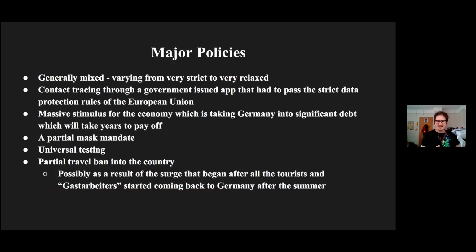So major policies varied from being very severe to being very low-key. At the moment, there is a partial mask mandate in Germany. In certain places, you have to wear a mask and you can be fined if you're not wearing one. In other places, they don't care that much about it. Every German citizen who wants to get tested can get tested, and they have a huge amount of testing. There is a partial travel ban into the country because of the spike that was caused after tourists started coming back from the summer in October. Next slide.